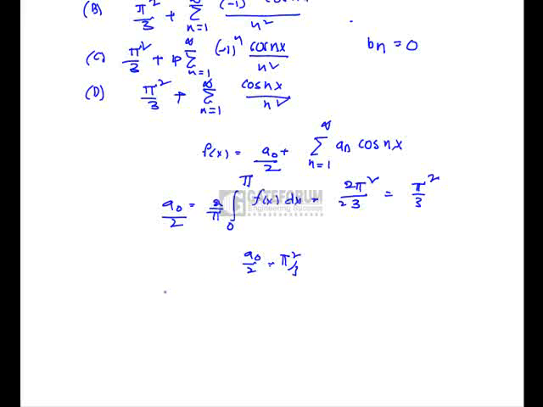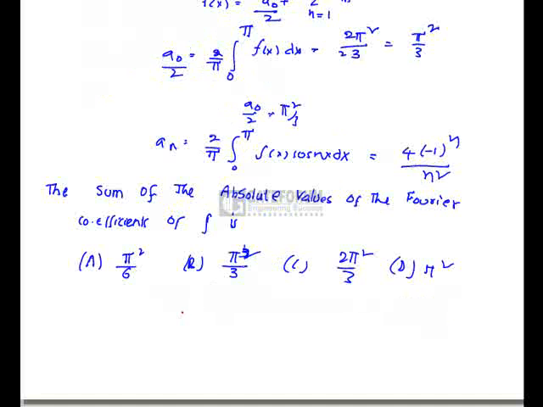Now similarly an is 2 by pi, integral 0 to pi f of x cos nx dx, which is equal to 4 of minus 1 power n by n square. That is, option C is correct.